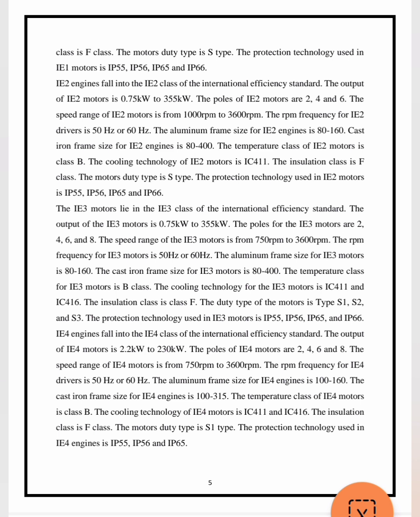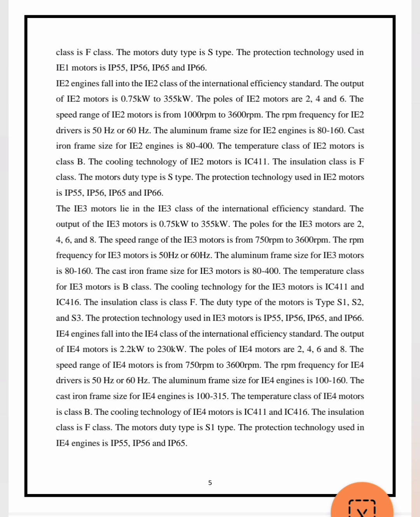The aluminium frame size for IE2 motor is 80 to 160. If we use cast iron, then the size would be 80 to 400. Temperature class of this motor is class B, as in the IE1 motors. Cooling technology of IE2 motor is IC411. The insulation class is F class. Motor duty type is also S type, as we have discussed that it is the high efficiency standard of this type, so that is why it is also S type. Protection technology used in IE2 motor is IP55, IP56, IP65 and IP66.